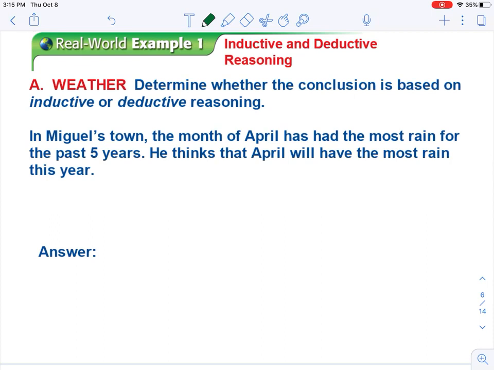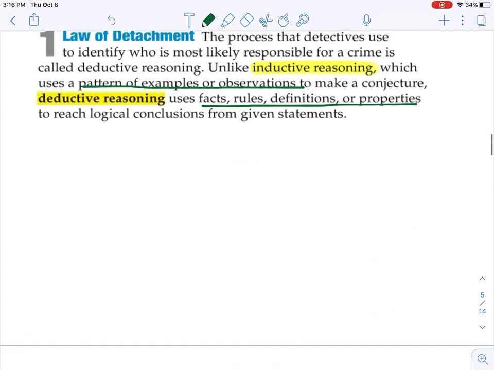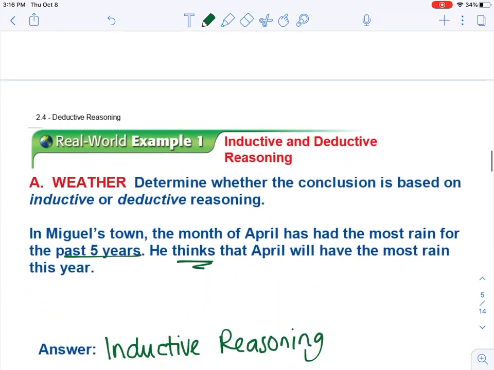It says, in Miguel's town, the month of April has had the most rain for the past 5 years. He thinks that April will have the most rain this year. Now, because it is him thinking and he's basing it on a pattern of the past 5 years, this would be inductive reasoning. There is no scientific fact or law or rule or definition that tells us that it would be deductive. It's just his observations.